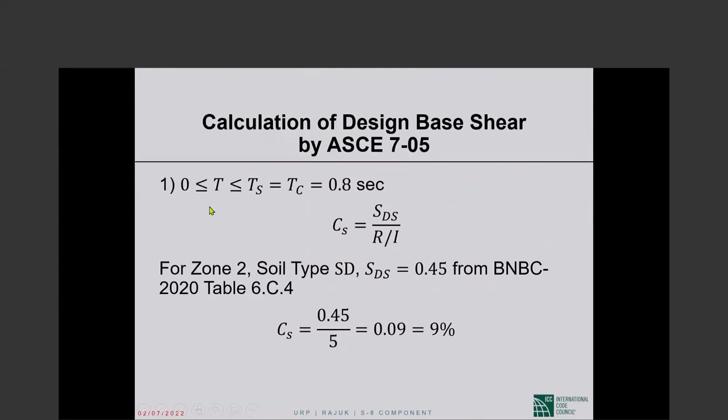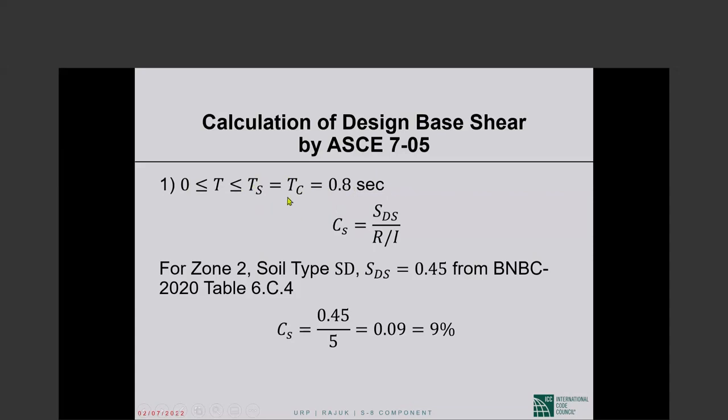So initially, T is between 0 and T sub S. Remember, in ASCE 7, there is no ramp. The beginning of the flat top is at 0 period, and the flat top ends at the transition period T sub S, S sub D1 over S sub DS. That T sub S is also T sub C of BNBC, in our case, 0.8 second.